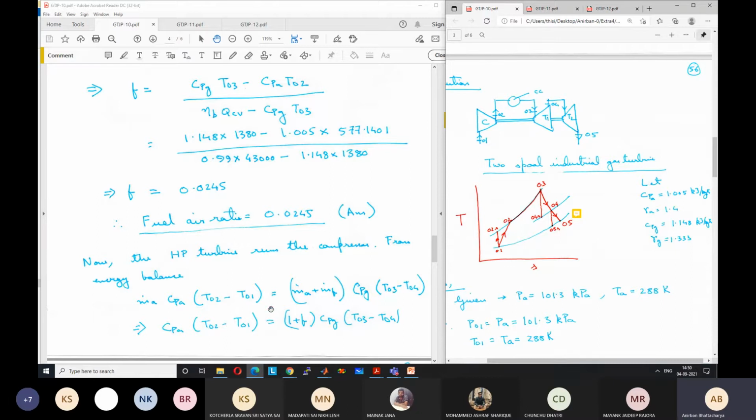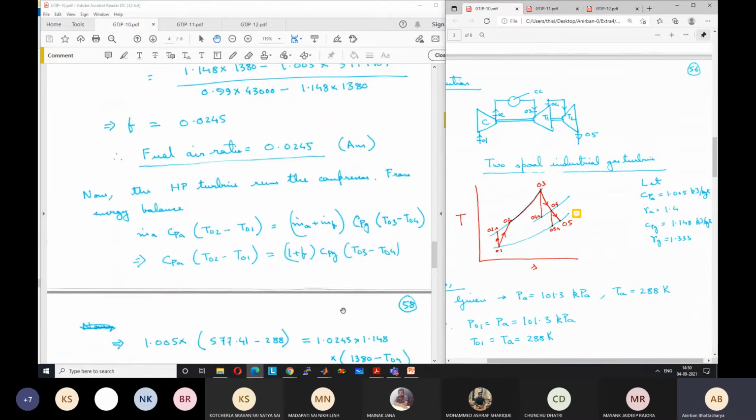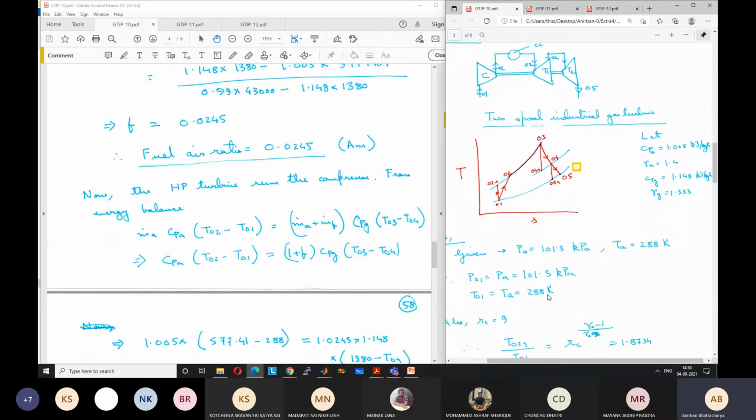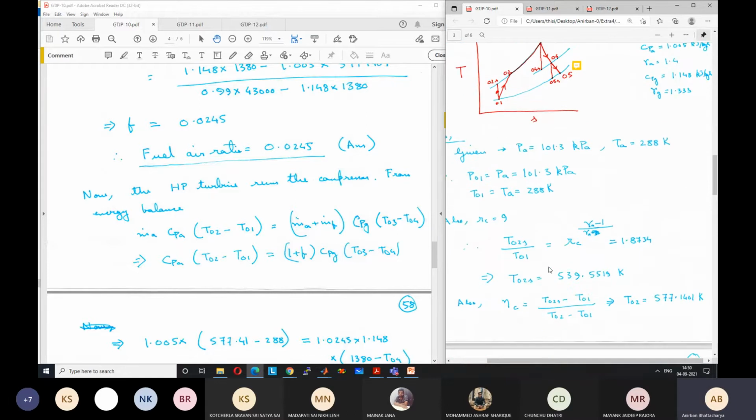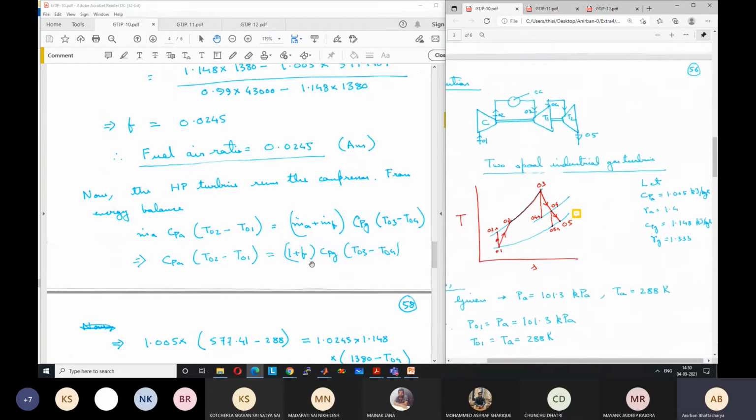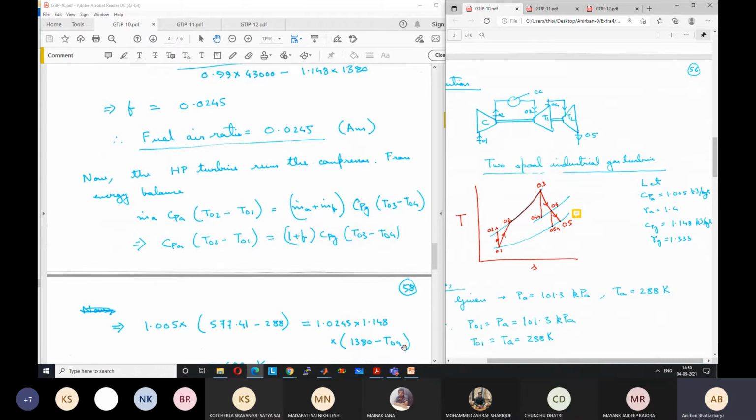So anyway, now we can find Cp, we already know 1.005 kilojoule per kg. T02 we have calculated 577, and T01 is known, 288. And 1 plus f we have just now calculated. Cp of gas we can assume 1.148 kilojoule per kg Kelvin. For all the problems we will do like that, as we have discussed previously. T03 is given 1380 Kelvin, and T04 is the unknown.